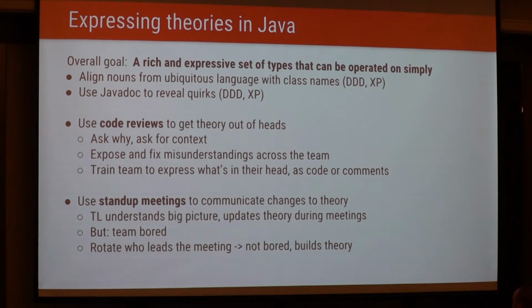And the way I think about this is the overall goal is to create a rich and expressive set of types in the programming language that we can operate simply. So some of the things from domain-driven design and extreme programming, I'm just adopting wholesale. That would include making sure the nouns from my problem domain and from my architecture show up in my language. So what I mean by that is if I have customers and accounts in my problem domain, you're going to see that in my language. If my software architectural style has clients and servers or microservices, you're going to see that language in my program. So I make sure those things lined up. Of course, there are things that I can't reveal, and I use JavaDoc to reveal those.